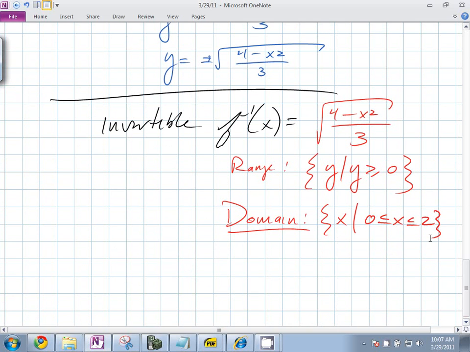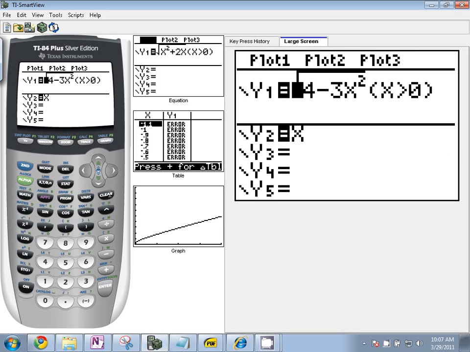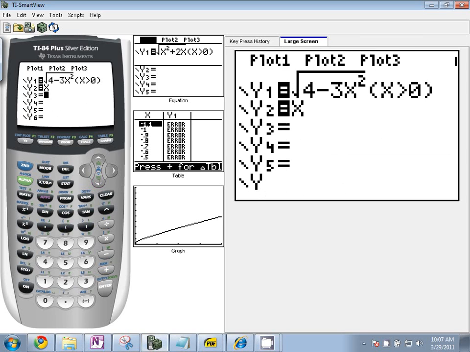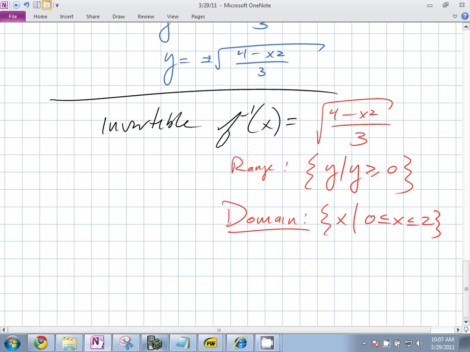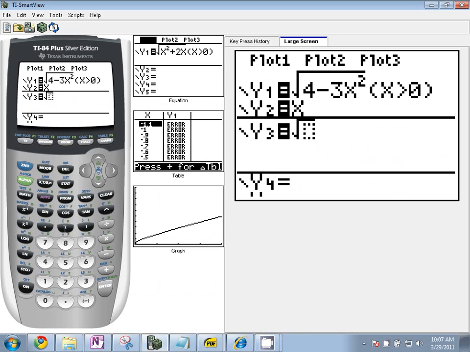Let's test it out. Let's see what happens. Let's graph it. So what do we plug in here? What's our inverse? Do you remember what it is? It is, I got to be careful about this, right? The square root of what? Parentheses 4 minus x squared, right? Divided by 3. And let's graph this and see what it looks like.